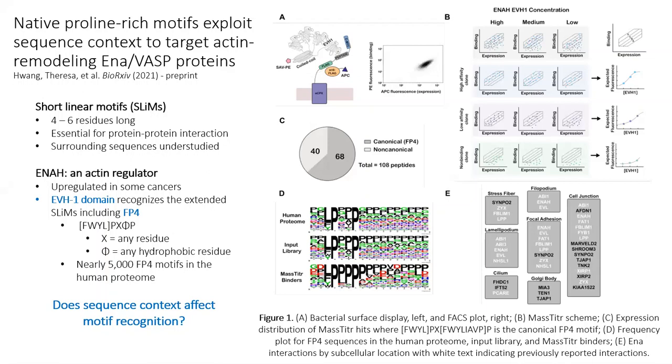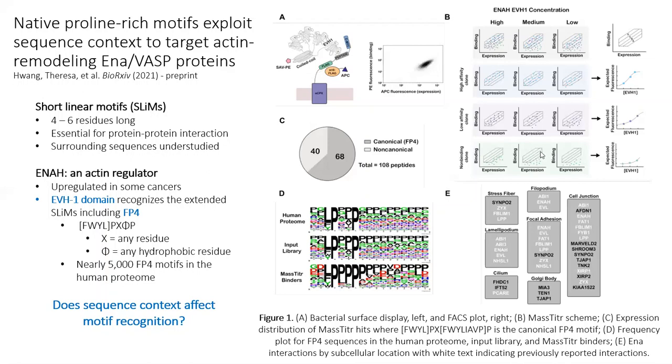And so they devised this scheme called MassTitr to further inspect that hypothesis. They use a bacterial surface display as shown in figure A, as well as fluorescence activated cell sorting, just an example plot shown here in figure A. And then this MassTitr scheme is really well explained in figure B. Basically, they performed a FACS sort into 4 affinity gates, sorting different FP4 sequences. And they did this at 3 different concentrations of ENA.